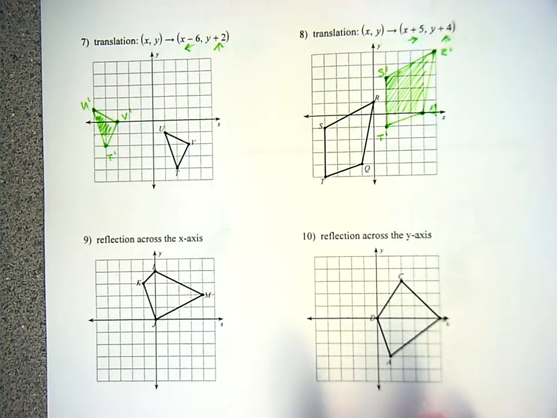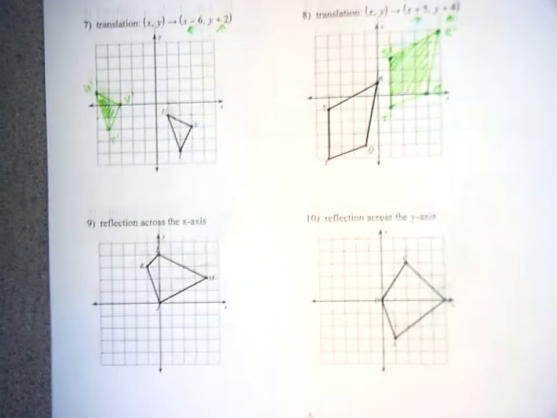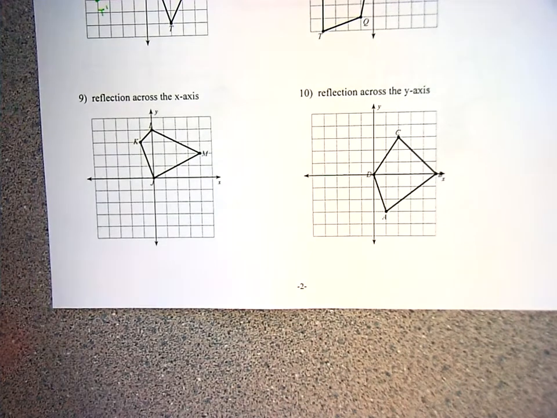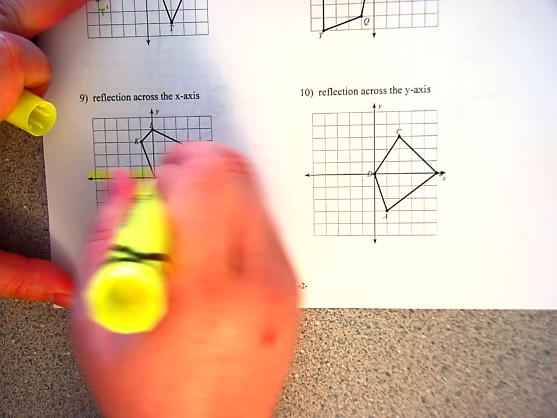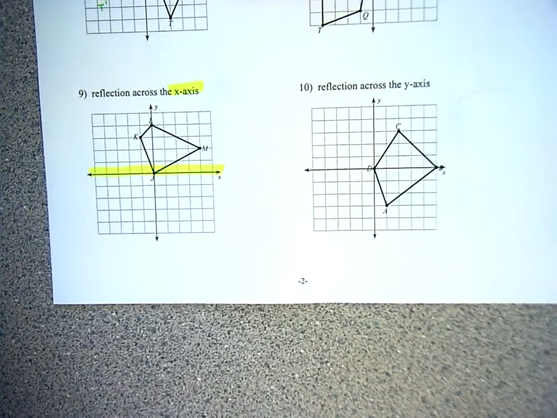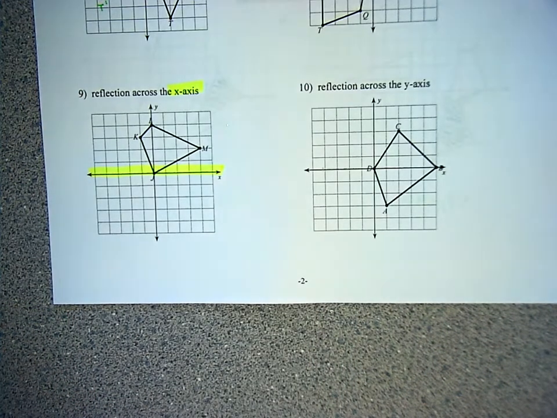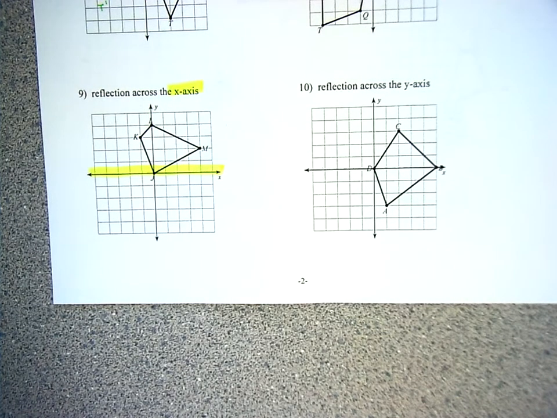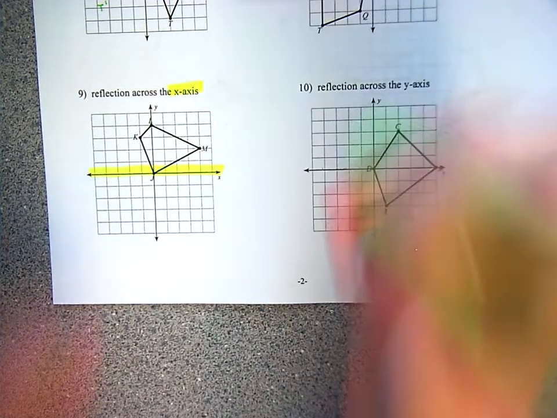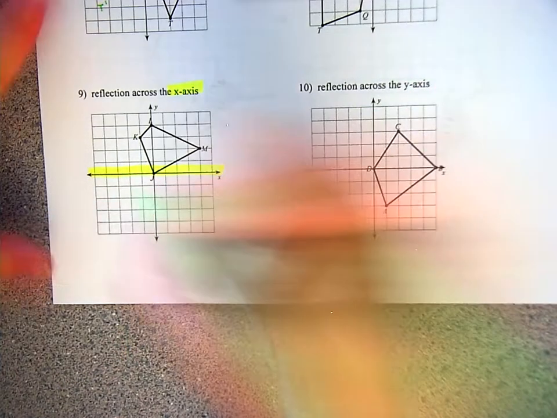Now we're doing reflection across the x-axis on number 9. So I'm going to highlight my line of reflection. We're reflecting across the x-axis. Our corresponding points need to be the same distance from this line of reflection. So J is on the line of reflection, so it's not going to move. J prime is going to stay right there.